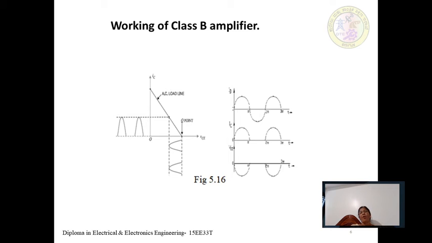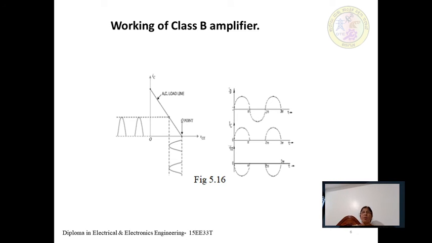The output and input waveforms are shown separately, with the load line and without the load line also. The input waveform is shown for more than 180 degrees, that is 3 pi, and during the positive half cycle only, the output is amplified, and once again the next positive half cycle is amplified. The current flowing through the collector is the IC waveform, and the voltage across the collector to emitter is shown. It is exactly out of phase by 180 degrees with the input cycle.